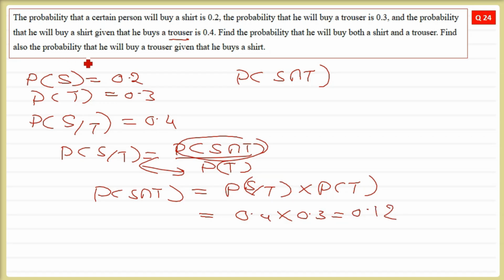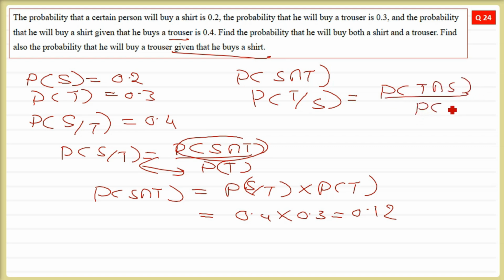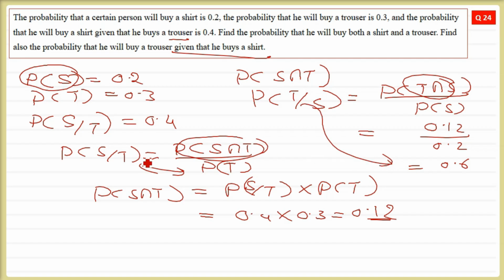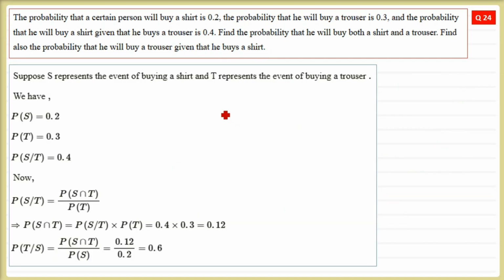How about the second part? Find the probability that he will buy a trouser given that he buys a shirt. So it's just the inverse of P of S given T, which is P of T given S. So when a shirt is known to be bought, what is the probability of buying a trouser? This is P of T intersection S divided by the probability of S. The intersection we have already computed. This is 0.12, and the probability of S is 0.2. So 0.12 divided by 0.2 will give you 0.6. So both the probabilities have now been computed. Whenever you are writing it, this is how you are going to write or solve it.